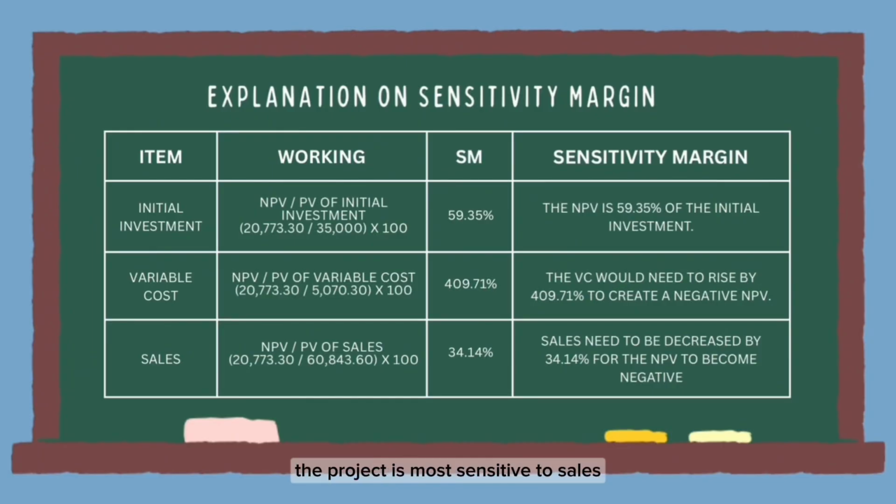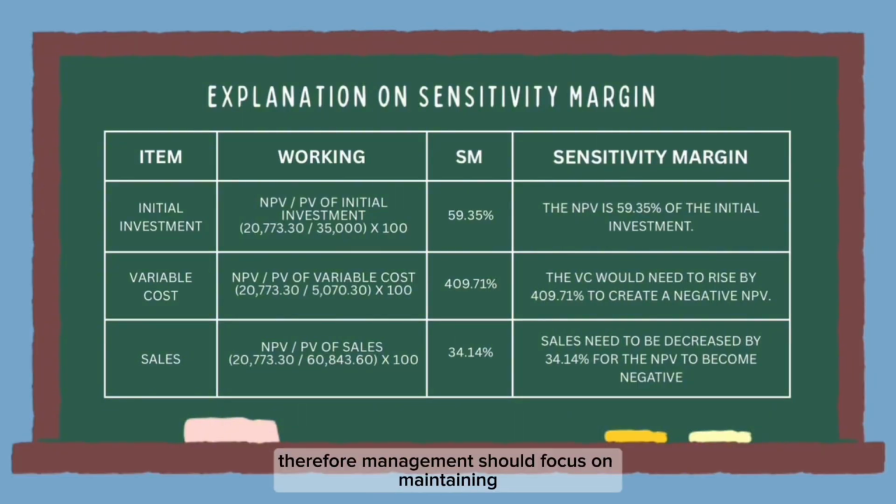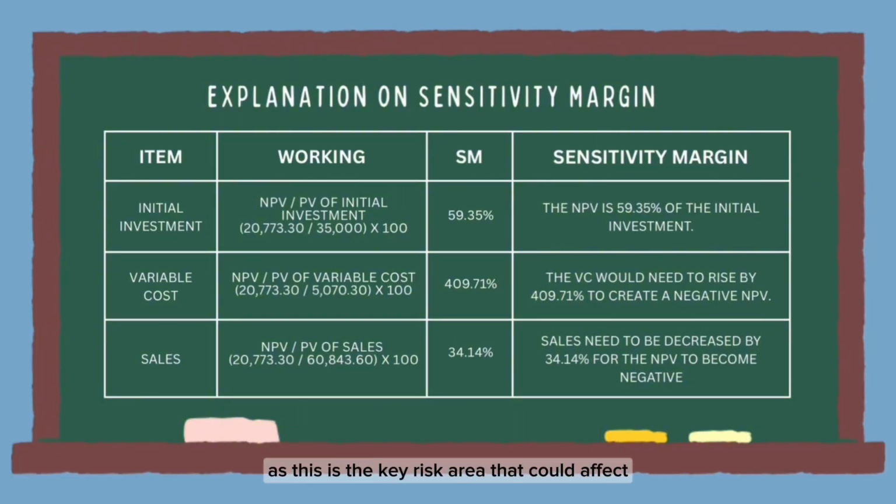Overall, the project is most sensitive to sales, moderately sensitive to initial investment, and least sensitive to variable costs. Therefore, management should focus on maintaining sales performance, as this is the key risk area that could cause the project to fail.